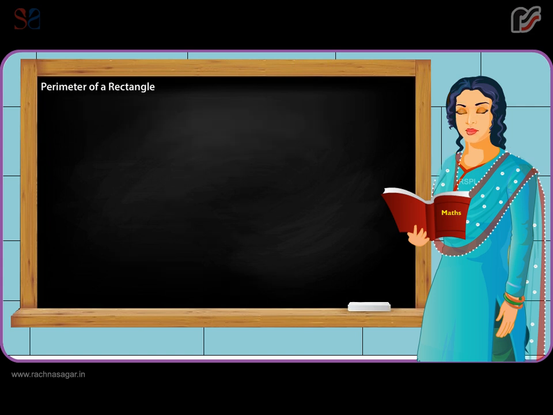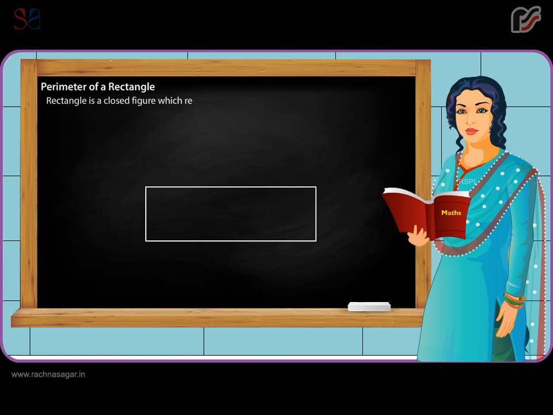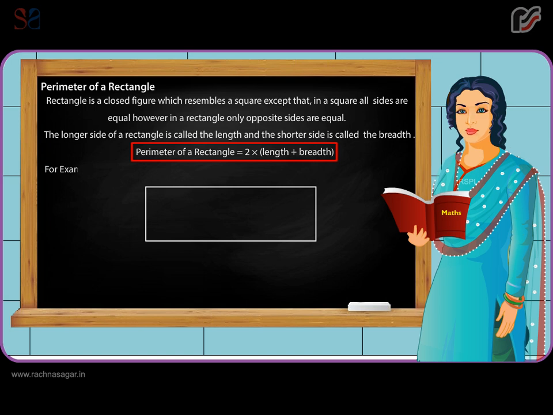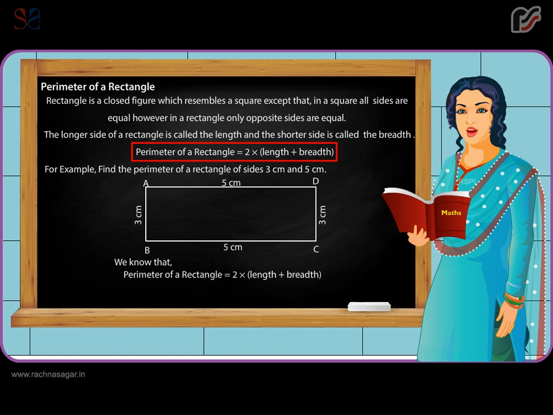Perimeter of a rectangle. Rectangle is a closed figure which resembles a square except that in a square all sides are equal. However, in a rectangle only opposite sides are equal. The longer side of a rectangle is called the length and the shorter side is called the breadth. Perimeter of a rectangle is equal to 2 into length plus breadth. For example, find the perimeter of a rectangle of sides 3 cm and 5 cm. We know that perimeter of a rectangle is equal to 2 into length plus breadth, 2 into 3 plus 5, 2 into 8 is equal to 16 cm.